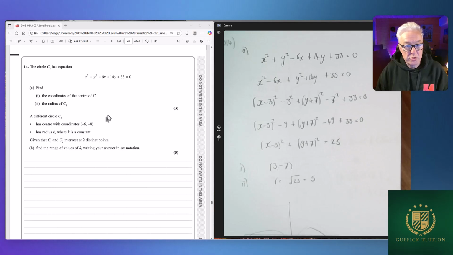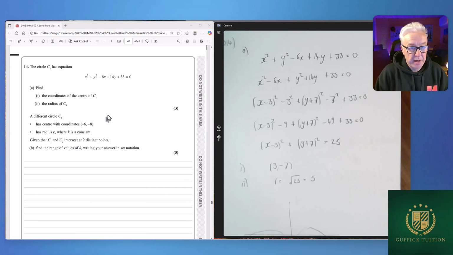Okay, we've got quite an intriguing circles question here. So pretty standard for part A, but part B is quite unusual and quite interesting. It says the circle C1 has the equation x squared add y squared minus 6x plus 14y plus 33 equals 0. And it says find the coordinates of the centre of C1 and the radius.